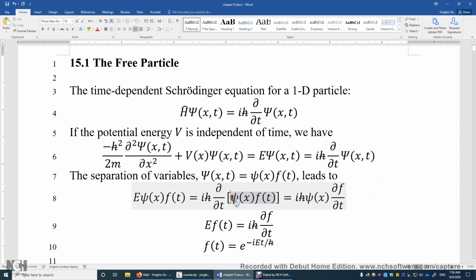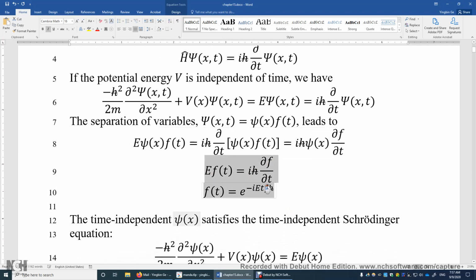Now we realize this lowercase psi of x does not depend on time. So we can take it out over here. After we do that, psi of x appears on the left-hand side and also on the right-hand side. They cancel. So we have E times the function of time is equal to i h bar times the first derivative of the function of time. By solving this differential equation, we can see this function of time is e to the power of -iEt over h bar.